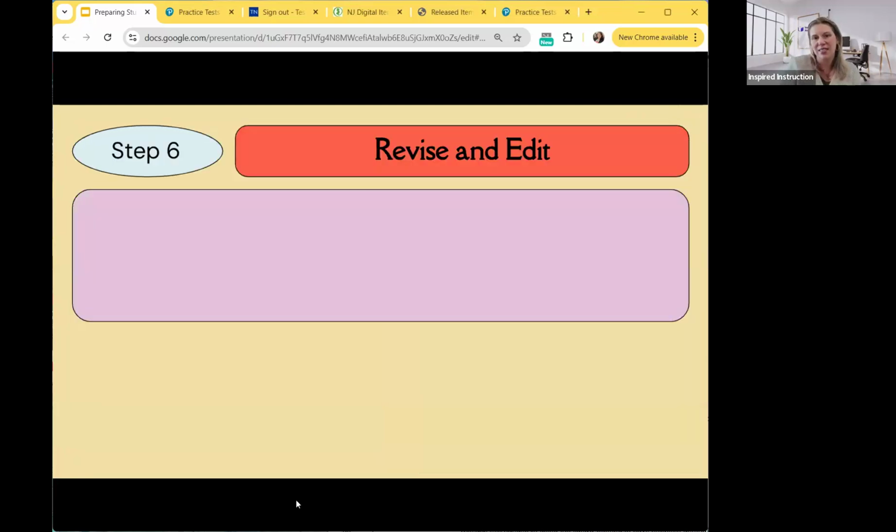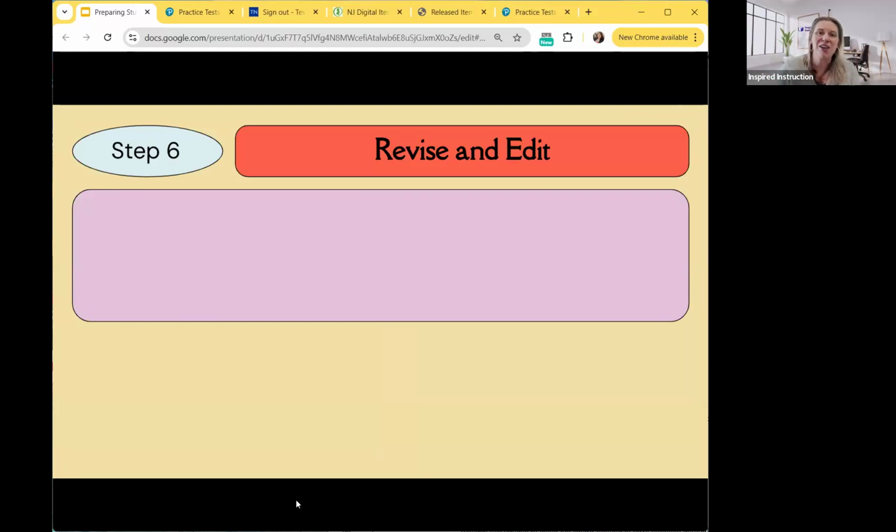And then lastly, revising and editing. My students hated revising and editing, and I forced them to do it because it is a really important skill. My students were very big on, well, I'm done, so I'm done. Here it is. I'm clicking, turn it in. I don't want to look at it again.